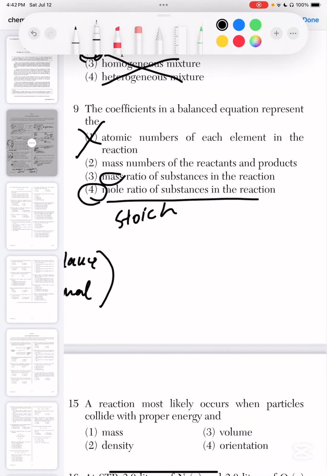1 mole of hydrogen is roughly 2 grams, and then for sodium, 2 moles of sodium would be about 46 grams. So that doesn't really make sense.